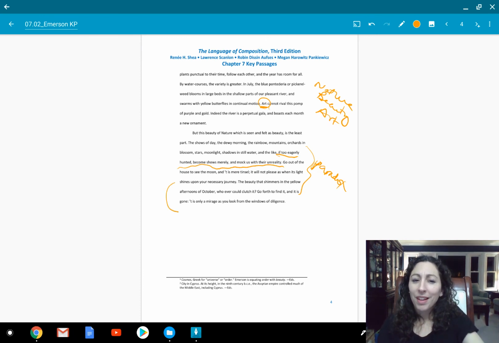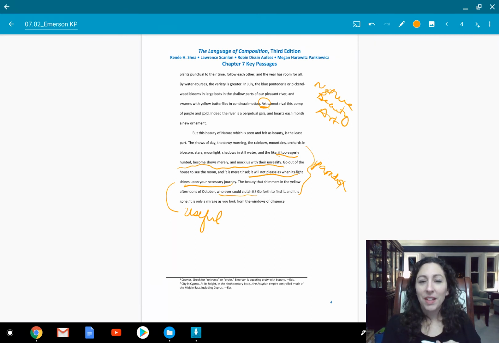So it's very interesting. "The beauty that shimmers in the yellow afternoons of October, whoever could clutch it." We can't hold on to the beauty. As soon as you try to find it, right? It's this paradox that we know nature is beautiful, but as soon as you try to look at it, it loses some of its beauty. And this part here gets at the element of nature that is useful, that nature also appears most beautiful when we need it the most. "Go forth to find it and it is gone," right?